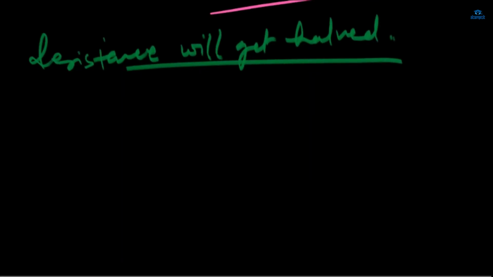Now another case, when the area has got doubled, new area has got doubled, then what will be the resistance? What will be the effect on resistance? Tell me. Just recall the formula. What is the formula? Rudra, now you tell me how the resistance will get affected if I have doubled the cross-sectional area A.